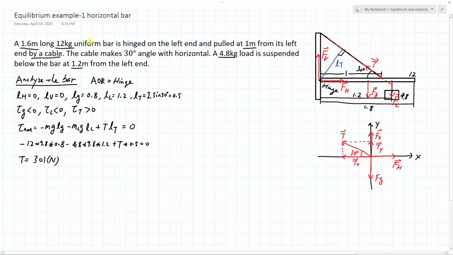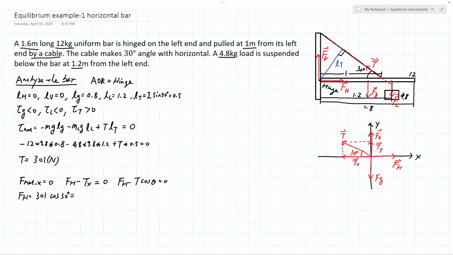Back to black. Now we can do net force x equals 0. This gives horizontal hinge force minus tension x equals 0, where tension x is tension times cosine of the angle. So the horizontal force is equal to tension, 301, times cosine 30 degrees. With a calculator, the horizontal force is 261 newtons.